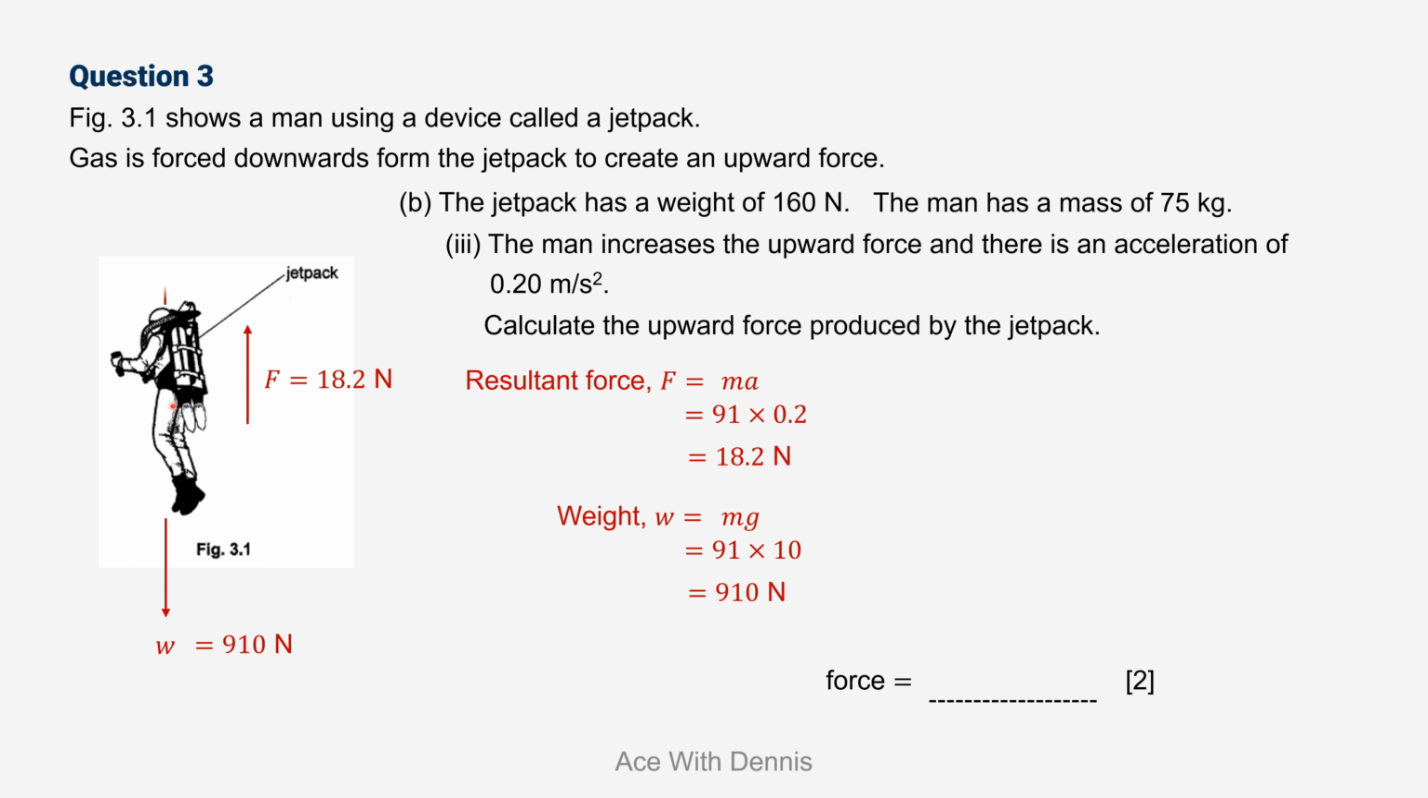What we need to do is find the upward force. Since the upward force increases, that means this upward force is greater than the downward force, which is the weight W. Then the resultant force F will be equal to the upward force minus the weight. Rearrange this equation to get the upward force equal to the resultant force F plus the weight. Substitute the values: the resultant force is 18.2 and the weight is 910. We get 928.2 newtons. Therefore, the answer is 928.2 newtons.